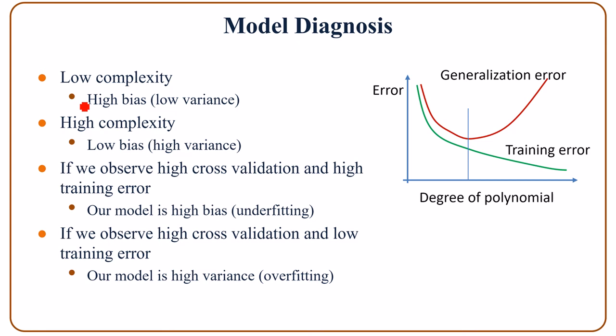If we observe high cross-validation error and also high training error, then our model is high bias and it is underfitting. The model is more on the left side of the curves. If instead we observe high cross-validation error and low training error, then that would mean our model is high variance, it is overfitting, and it is more on the right side of the curves.